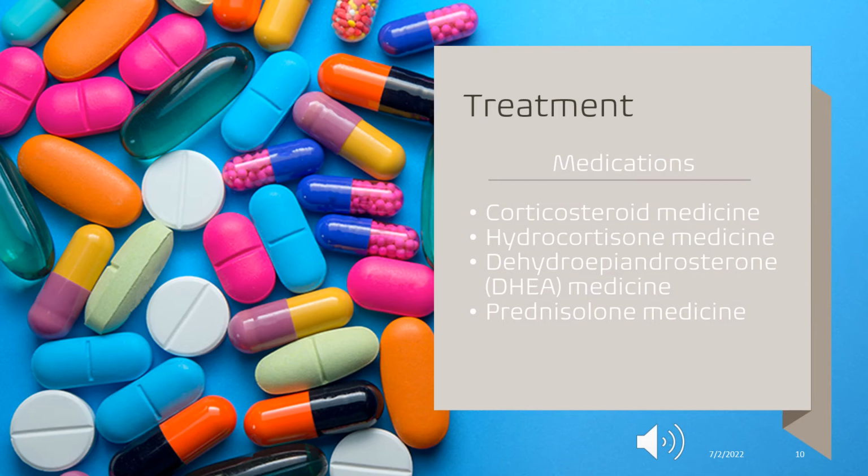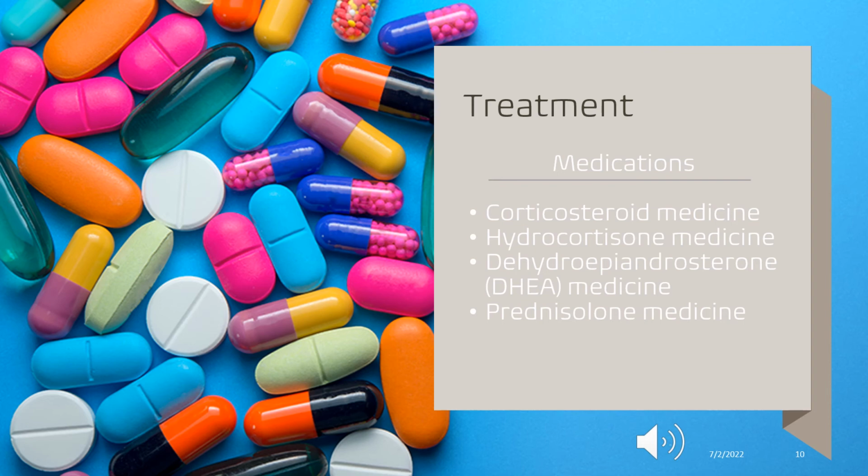The treatment for Addison's disease is actually a lot of medication. The first one is corticosteroid medicine. This medicine is used to provide relief for the inflamed areas of the body. The second one is hydrocortisone medicine. This can be used as a hormone replacement for the people who don't have enough natural stress hormone, such as cortisol. The third one is DHEA medicine.